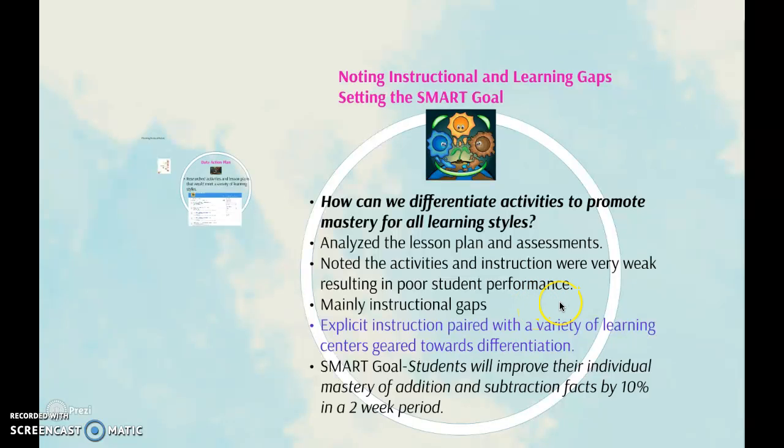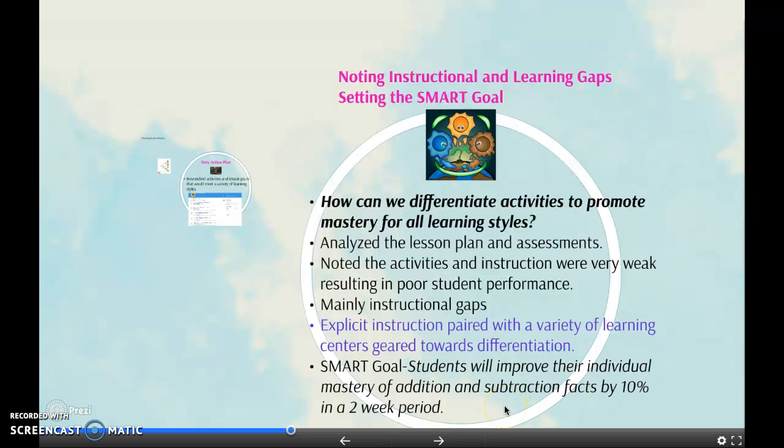So our goal for our data action model was to have an explicit instruction plan paired with a variety of learning centers geared toward differentiation. We wanted to have a variety of centers that would meet all the different learning styles. And our SMART goal was students will improve their individual mastery of addition and subtraction by 10% in a 2-week period.